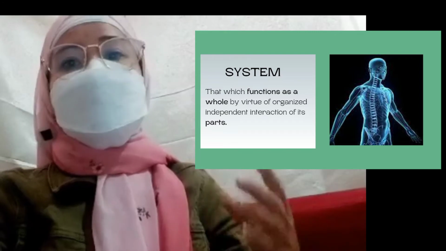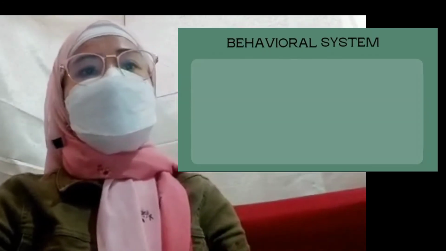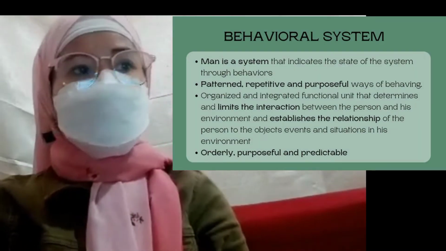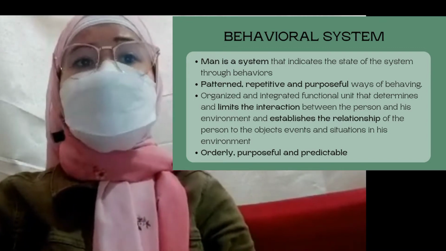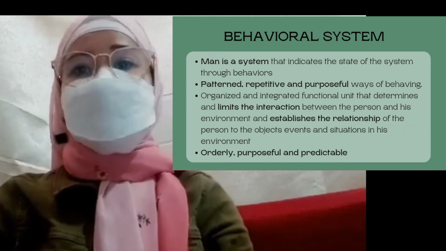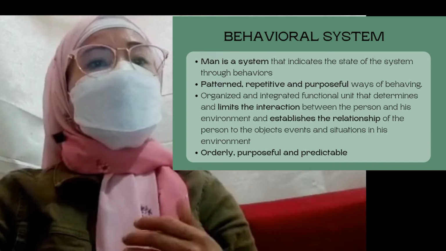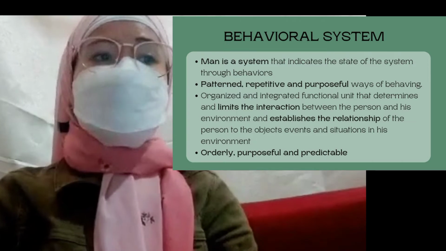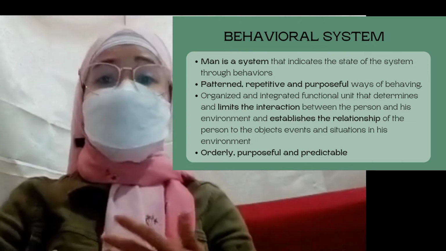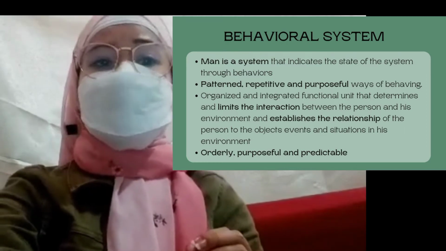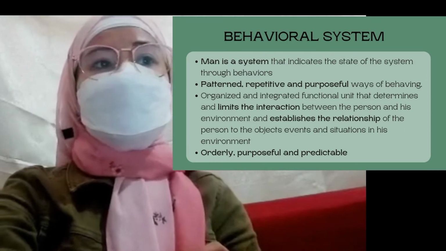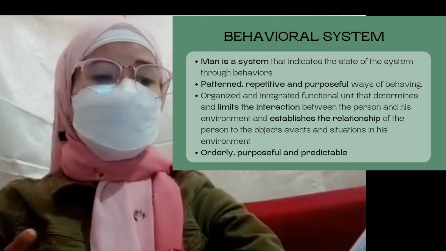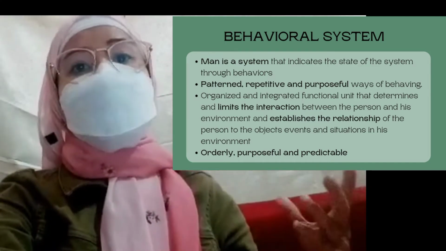So the next concept is a behavioral system. For Dorothy Johnson, a behavioral system is a system that indicates the states of the system through behaviors. It is a pattern of repetitive and purposeful ways of behaving. It is an organized and integrated functional unit that determines and limits the interactions between the person and his environment and establishes the relationships of the person to the objects and situations in his environment. It is orderly, purposeful, and predictable. So, for Dorothy Johnson, the behavioral system is the way you act, the way you behave with others, and that is what we call behavior.